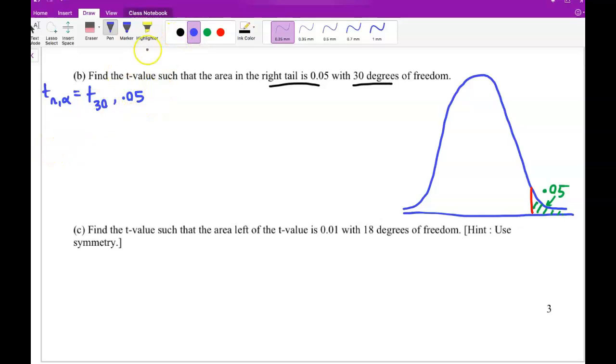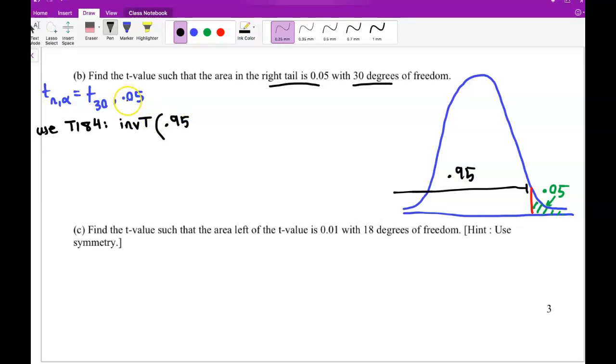So I want to use the calculator, the TI-84. Using inverse t distribution, and here this is the area to the right, it's 5%, but that means I need to use the area to the left, which is 95%. So 1 minus 5% is equal to 95%, and the degree of freedom is 30.